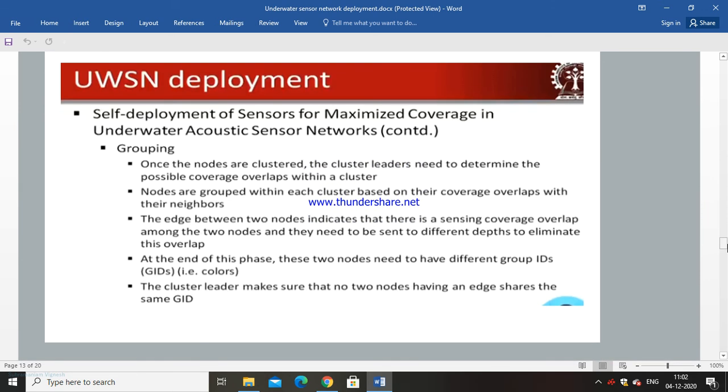Grouping: once the nodes are clustered, the cluster leaders need to determine the possible coverage overlaps within a cluster. Nodes are grouped within each cluster based on their average coverage overlaps with their neighbors. The edge between two nodes indicates that there is a sensing coverage overlap between the two nodes, and they need to be sent to different depths to eliminate this overlap. At the end of this phase, these nodes need to have different group IDs. The cluster leader makes sure that no two nodes having an edge share the same group ID.